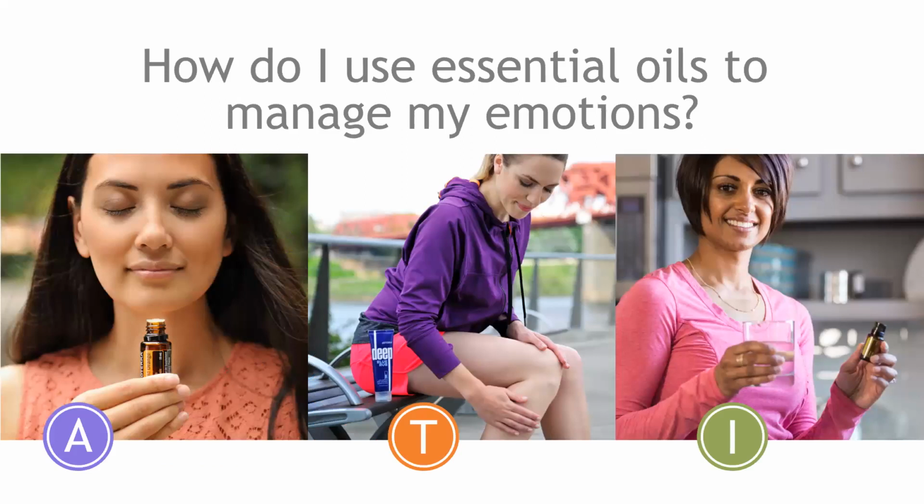Now, there are 3 different ways to use essential oils. One is aromatically, one is topically, and one is internally. With aromatically, you can diffuse an oil in a diffuser. That's adding it to water and putting it into a special little device that diffuses that oil right into the air.